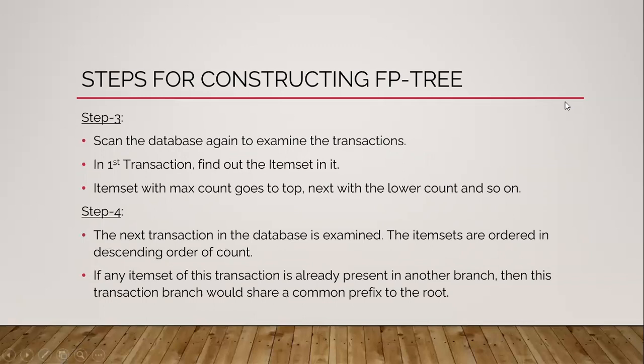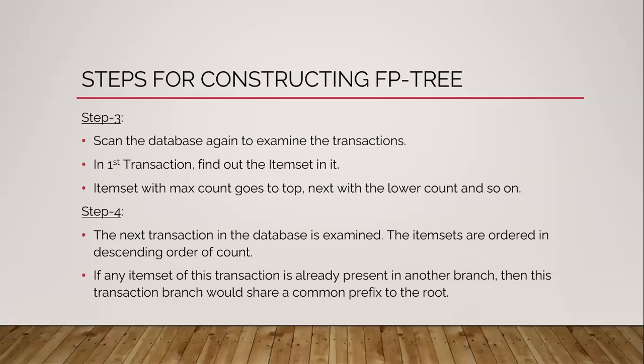Coming to step 3, we have to scan the database again to examine the transactions. Examine the first transaction and find out the item sets in it. The item set with maximum count is taken at the top, the next item set with lower count, and so on. It means the branch of the tree is constructed with transaction item sets in descending order of the count. This is step 3.